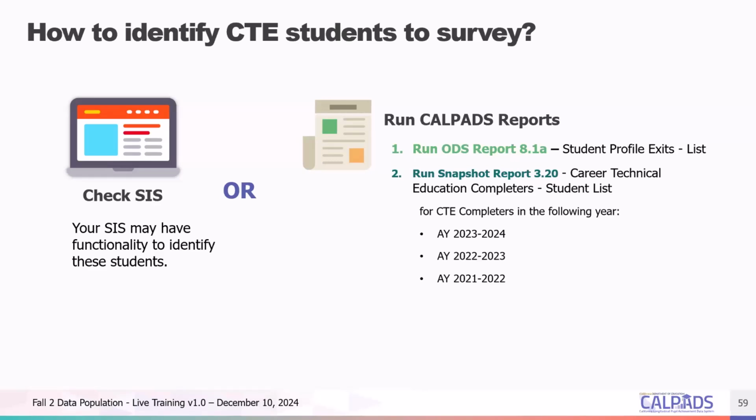However, CTE pathway completion in ninth grade is quite rare, and there are very few circumstances where this will apply to LEAs across the state. So you are able to do your due diligence and run report 3.20, filtering for ninth grade and academic year 2020-21. But this is not necessary at most LEAs.